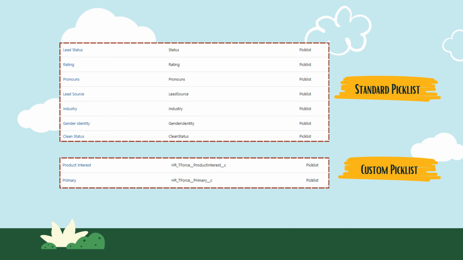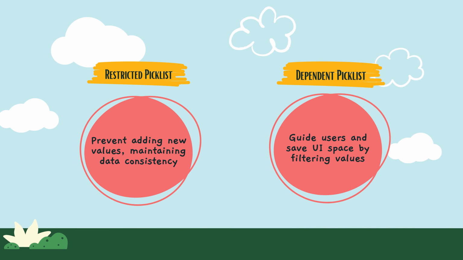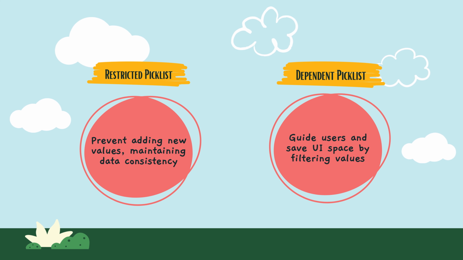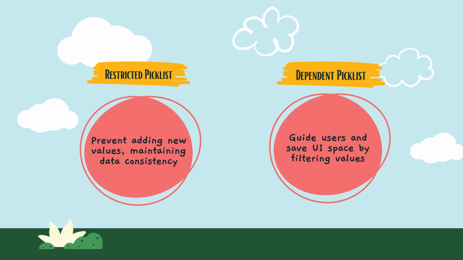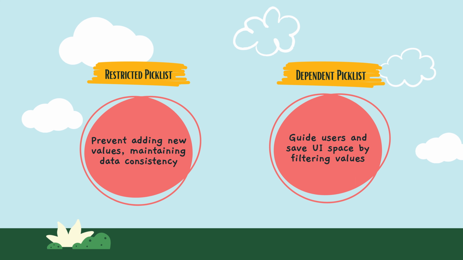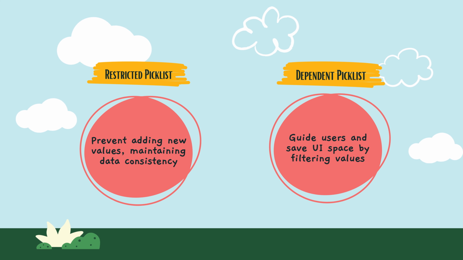Consider a multi-select picklist if you want users to choose more than one value at a time. It's perfect for scenarios where multiple selections make sense. Now let's talk about picklist properties. Restricted picklists prevent users from adding new values, maintaining data consistency. And dependent picklists guide users and save UI space by filtering values based on another picklist selection. Keep in mind, with great picklist power comes great responsibility. Admins can add and edit values in restricted picklists, but users are restricted from introducing new values.